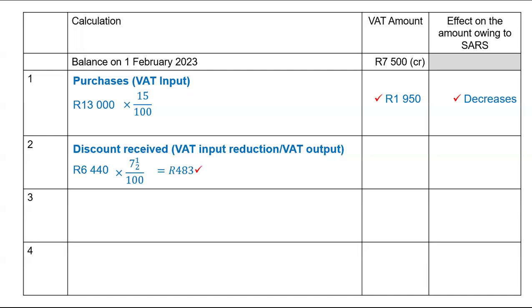And this discount, because it's VAT inclusive, to get the VAT amount, the numerator will be 15, but the denominator will be 115. As I've said, it's because it's VAT inclusive, and your numerator will always be 15 because we want the VAT. It'll give you a VAT amount of 63 rand. That 63 rand will actually increase your VAT output, which is what we already owe SARS. So it'll increase that 7,500. You got that?